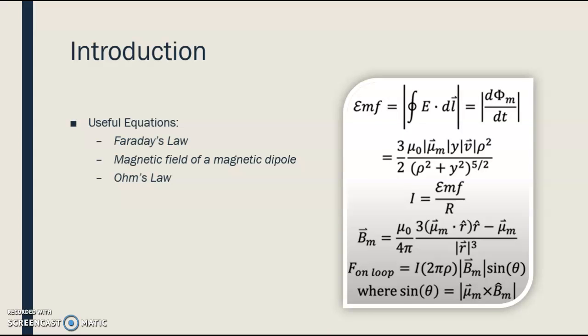Some useful equations when doing this lab include Faraday's law, from which we can derive an expression for the EMF on the rings, where y is the vertical distance between the magnet and the ring and rho is the radius of the tube. We'll also use the expression for the magnetic field of a magnetic dipole from Lab 3 and Ohm's law from Lab 4 to determine the magnetic force on the loop. This is combined with the gravitational force on the bar magnet to determine the net force, which is then used with the momentum principle to update velocity and position.